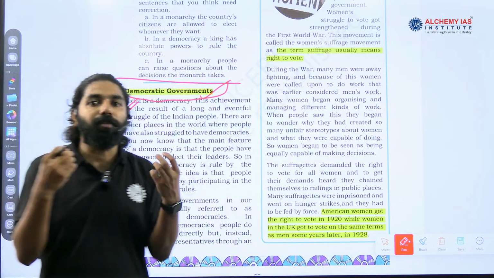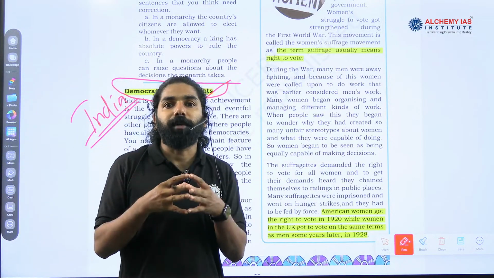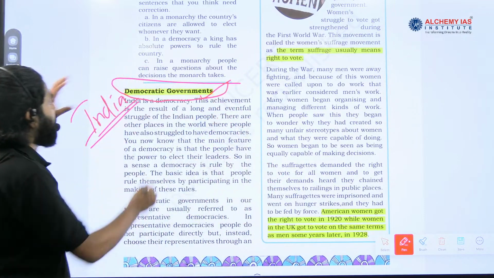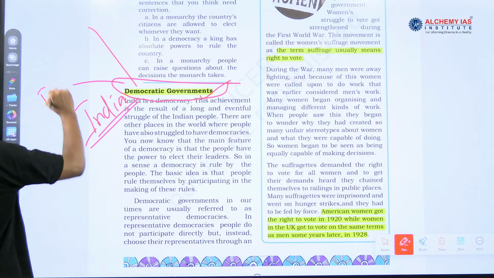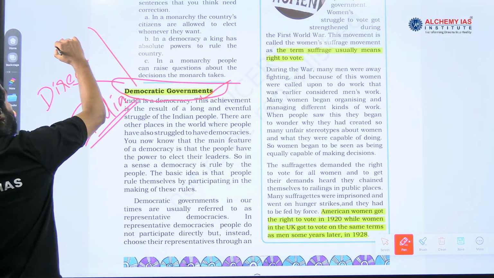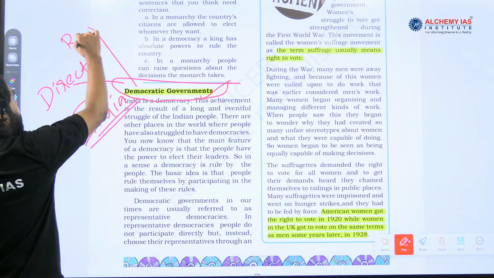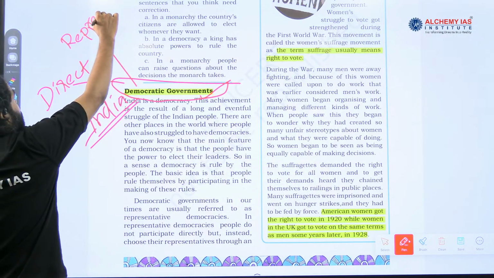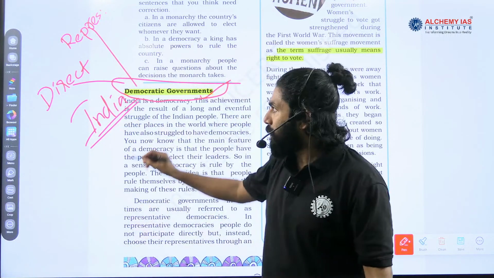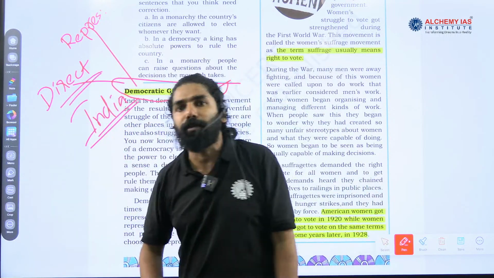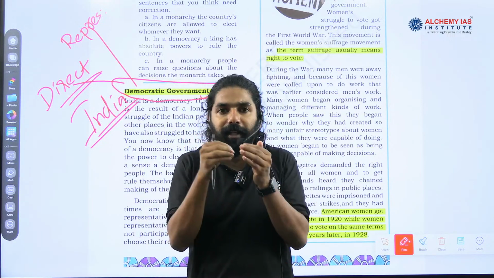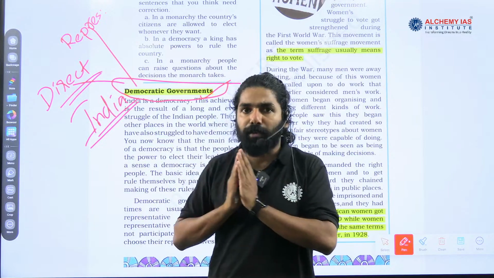But we are not following a direct democratic government. Democratic government can be classified into two: direct democratic government, and the other is indirect, or we can say representative democratic government. Direct democracy mostly will be suitable for small countries. In terms of size, these countries are very small, like Switzerland.